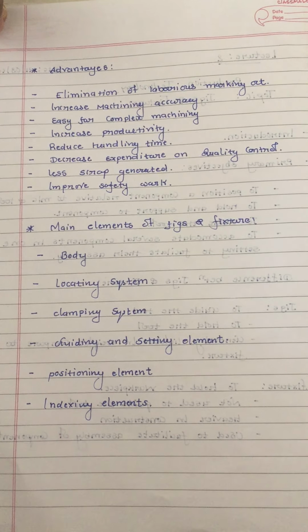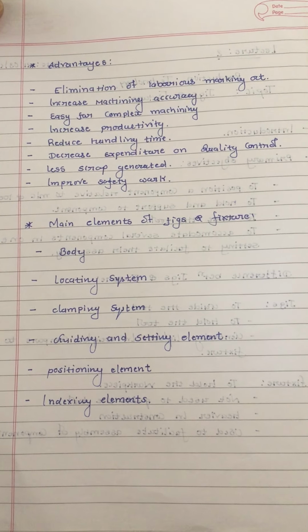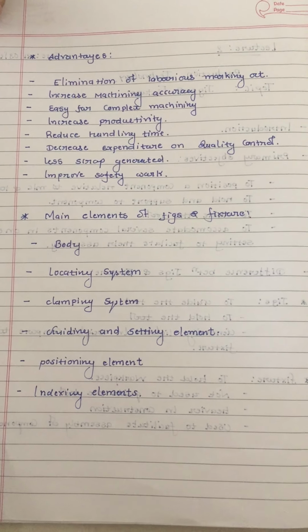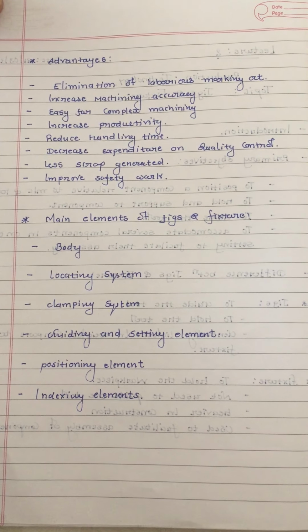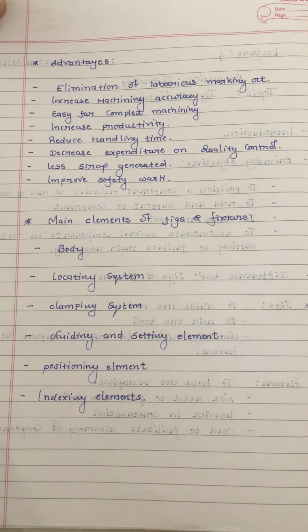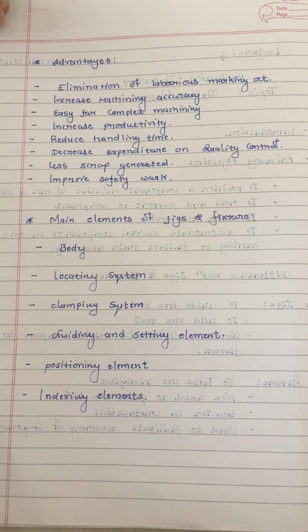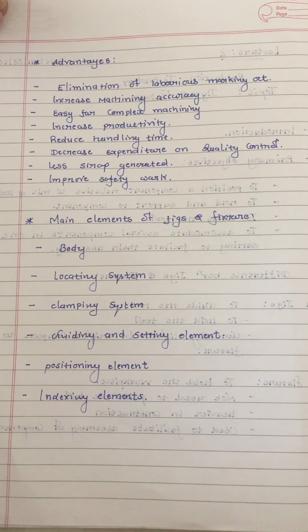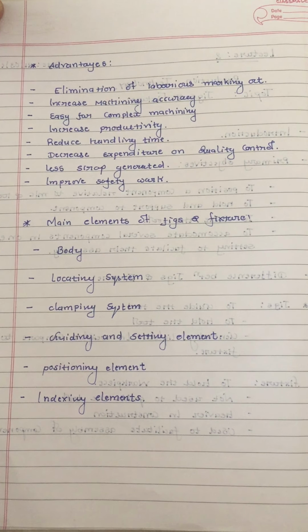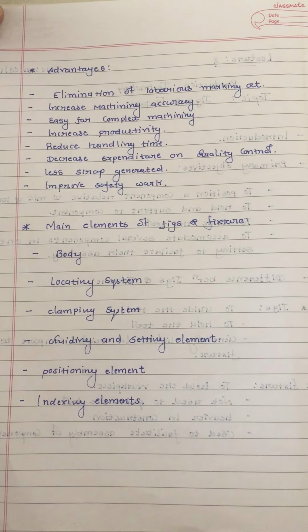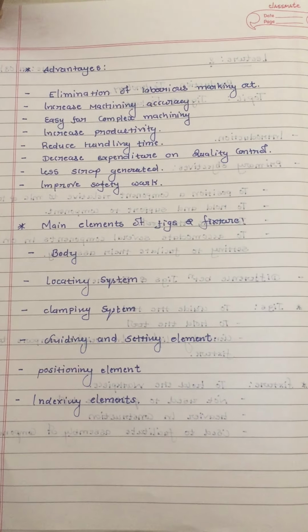The next advantage of the jigs and fixtures is that they increase the machining accuracy. Next, it is very easy to do complex machining, because the fixtures are used for holding the intricate shapes of the product, and using the fixtures we can set it on the table at the exact position, so the machining process becomes easier with the help of the fixture positions, right?